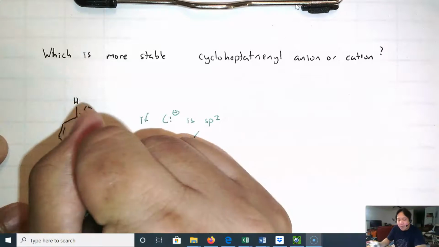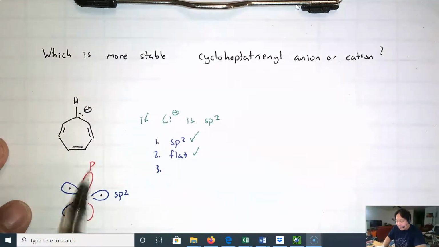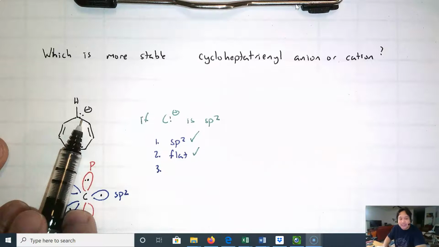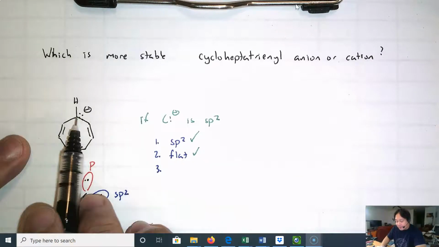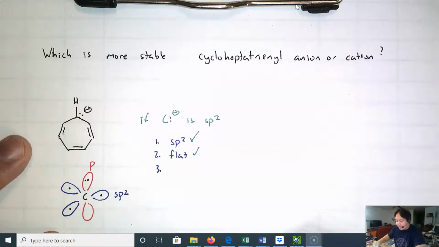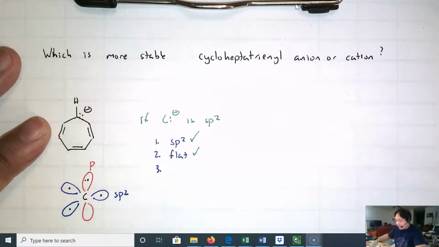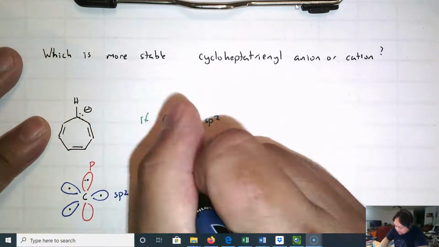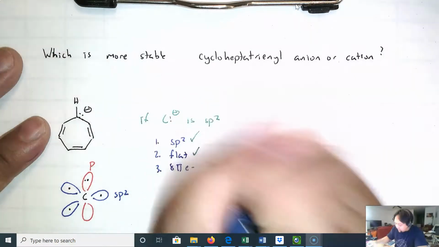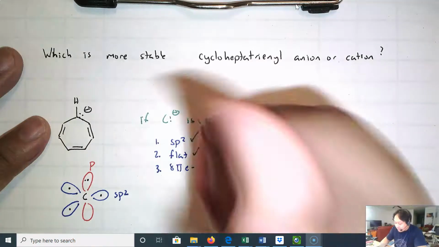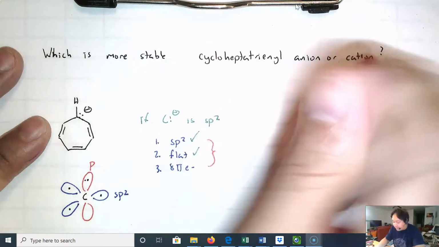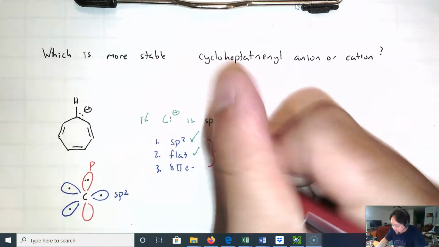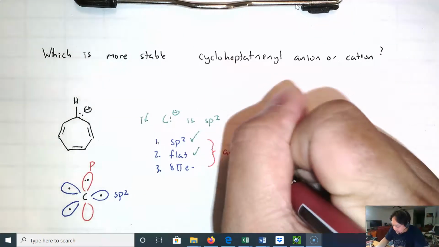I really don't want the lone pair to be in a p orbital because that will kick me up to 8 pi electrons. But I have no choice. If that carbon is going to be sp2, that lone pair has to be in a p orbital. It has to be. So unfortunately, I have 8 pi electrons. So that's not a Huckel number. What this tells me is that if that carbon anion is sp2, this is anti-aromatic.